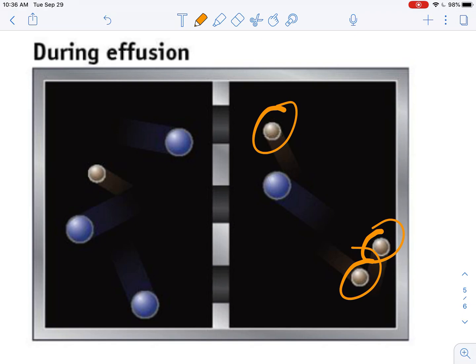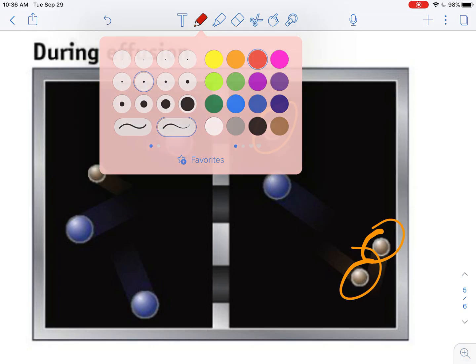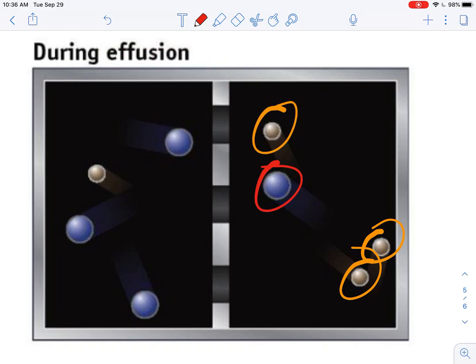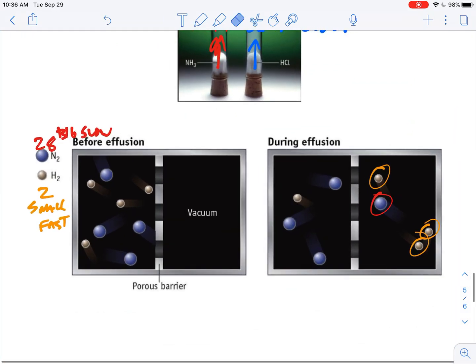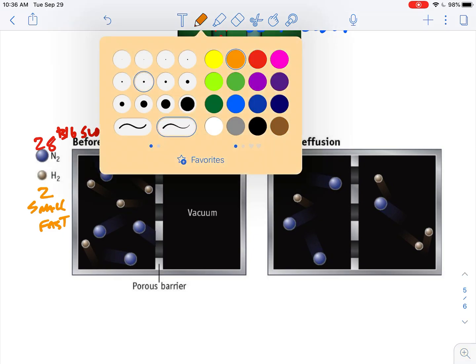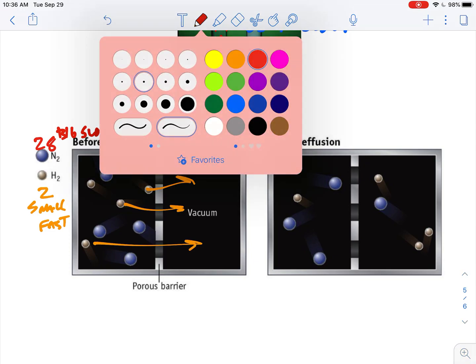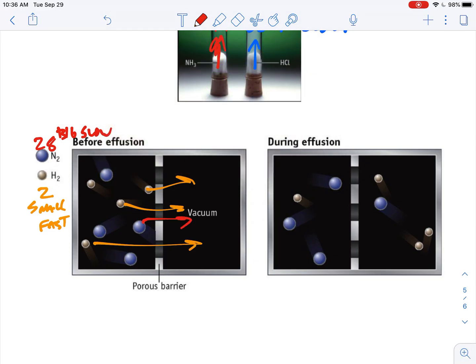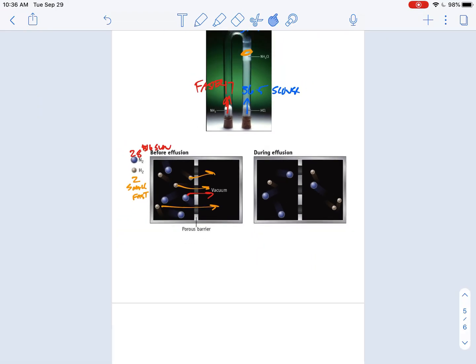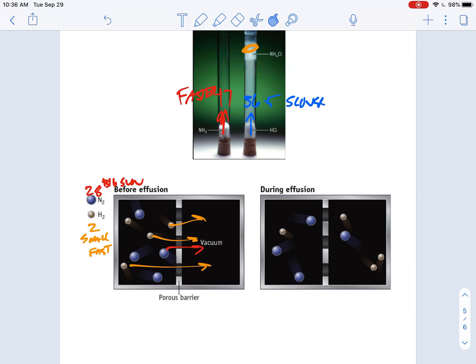It is smaller and faster, so more of them effused faster than the larger one here because the larger one is big and slow. So the smaller particles effused faster through this because they were easier to get through the barrier, whereas the larger one didn't do it as fast. So that is the kinetic molecular theory of gases.